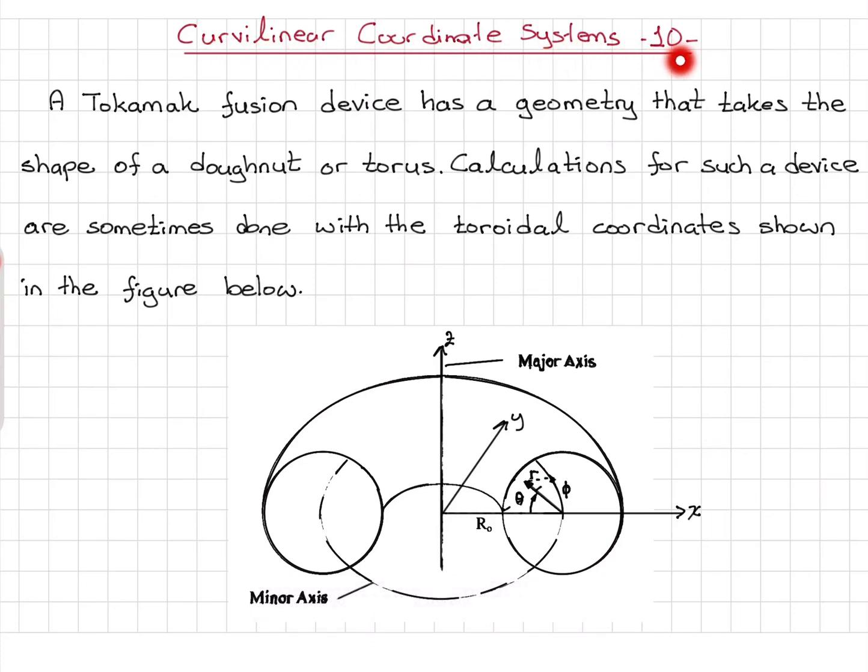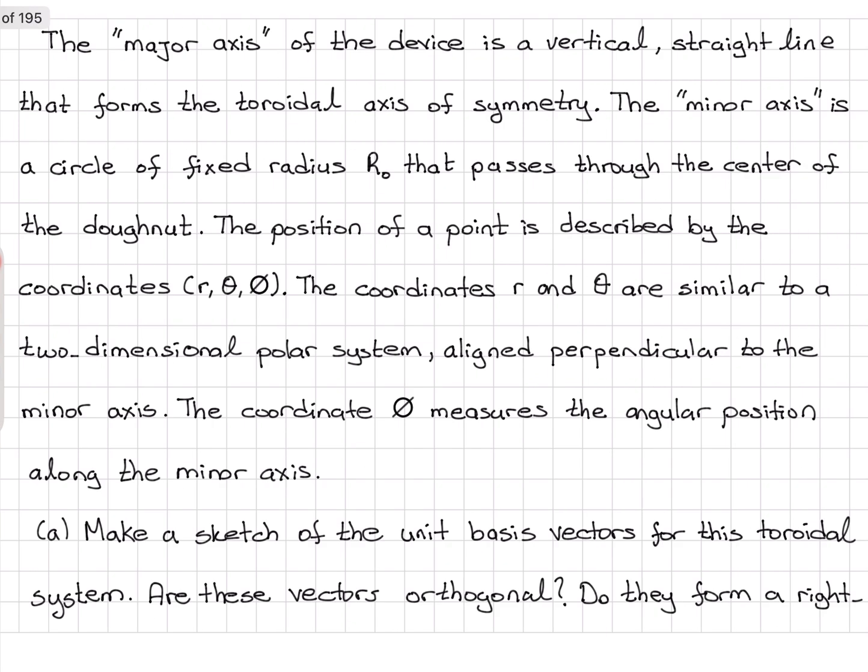Curvilinear coordinate systems 10. A tokamak fusion device has a geometry that takes the shape of a donut or torus. Calculations for such a device are sometimes done with the toroidal coordinates shown in the figure, the r, theta, and phi coordinates. And we have a major axis and a minor axis, which tells us the angular position on the minor axis. We have phi coordinates.